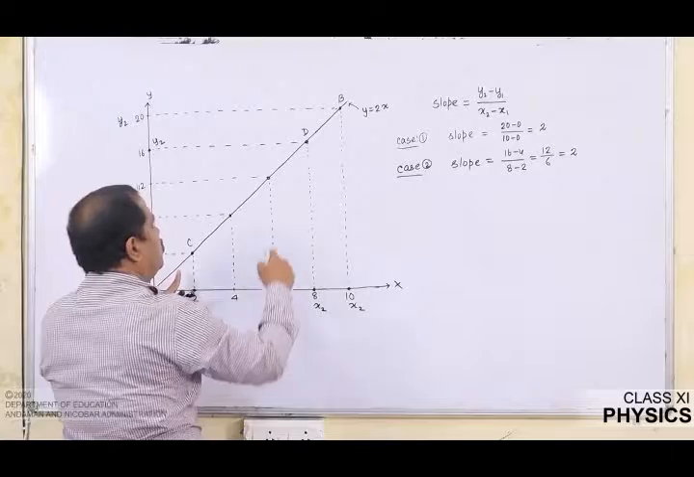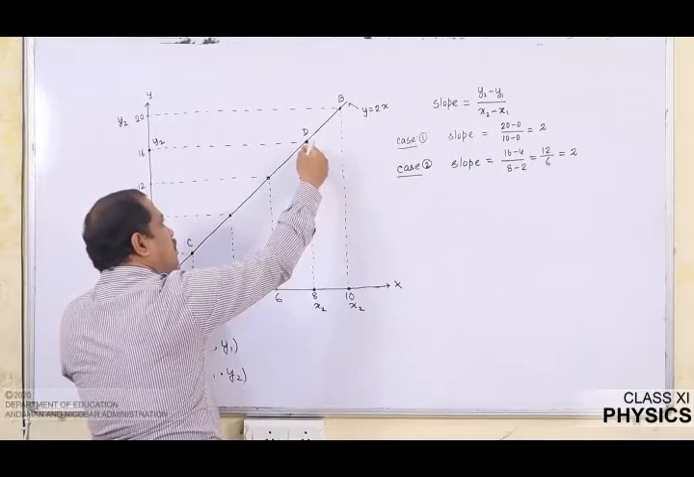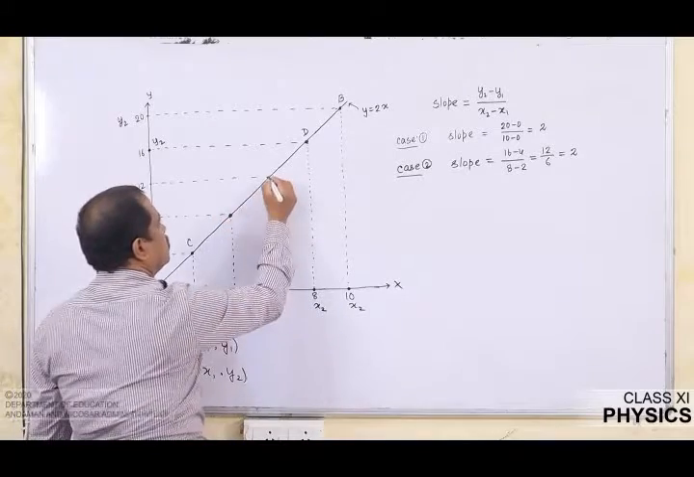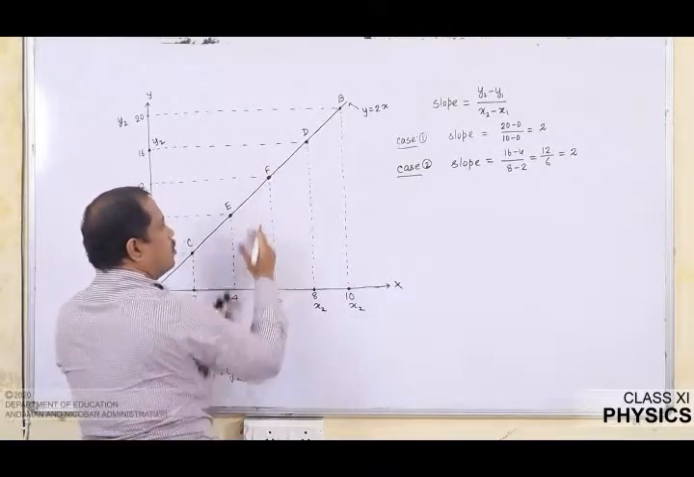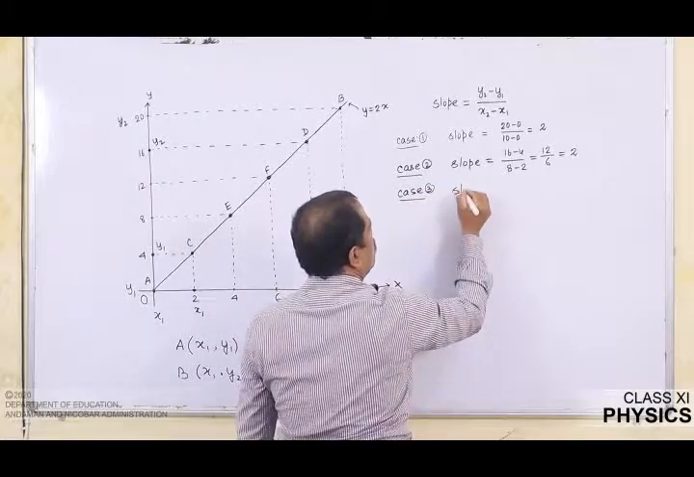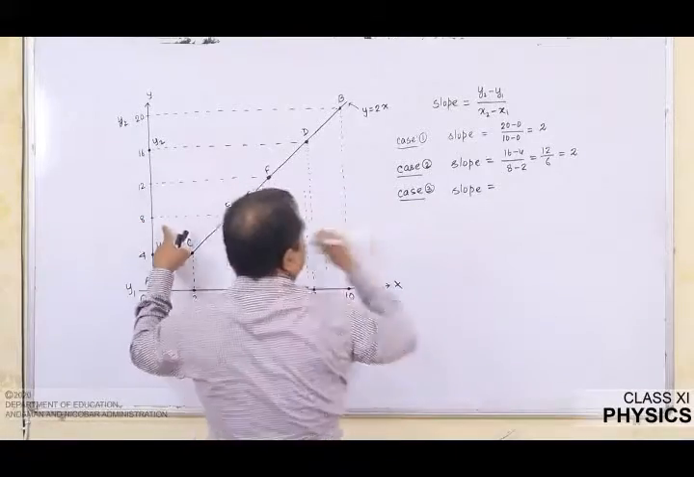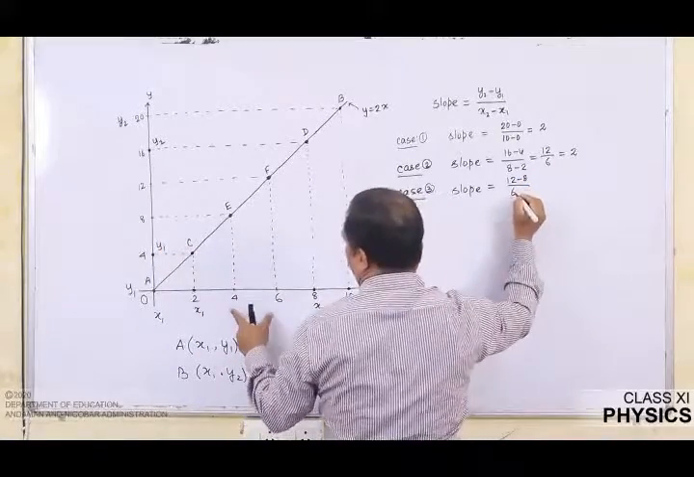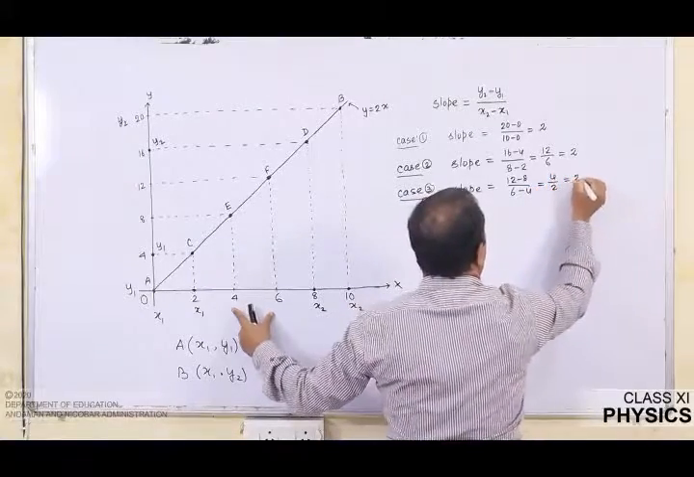So, this time I try to calculate the slope of the straight line by considering 2 points, but this time the 2 points were closer than in case 1. Let me consider now these 2 points, say E and F. So, this is my case 3. I have brought the 2 points closer. So, in case 3, rise over run: rise is 12 minus 8 upon run is 6 minus 4, and this works out to be 4 by 2, which is again 2.